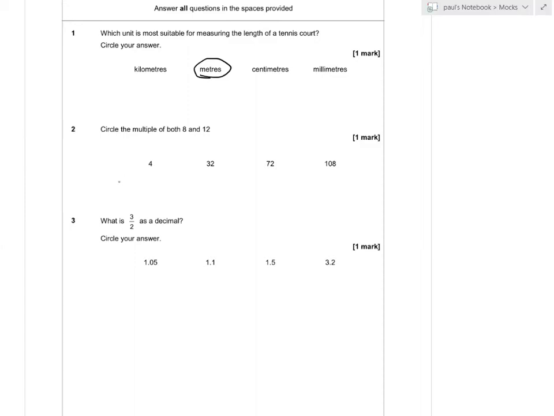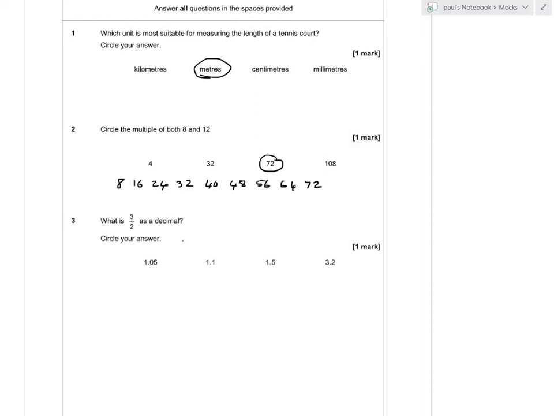Now, circle the multiple of both 8 and 12. Alright, so the 8 times table. It's 8, 16, 24, 32. Oh, that comes in there, but that's not a multiple of 12, is it? 40, 48, 56, 64, 72. 72, that's it, because 6 12s are 72.